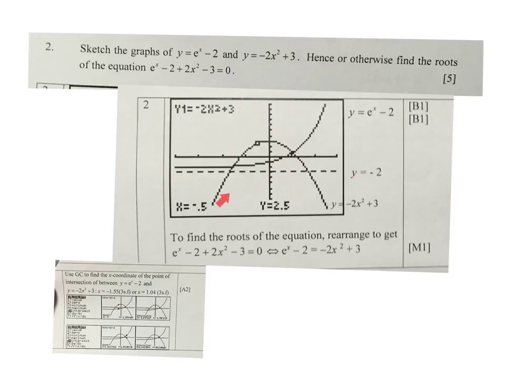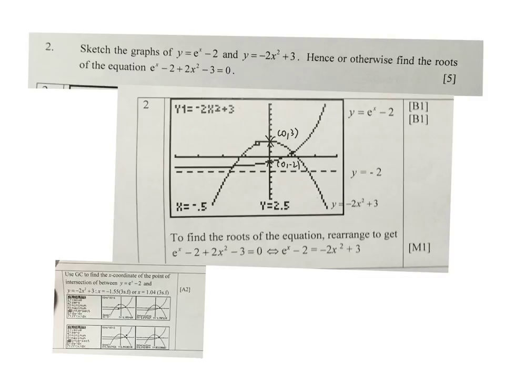Negative 2x squared plus 3 is over here as shown. The turning point is at 0, 3. And when y equals 0, this probably equals 0 and negative 2. So you put the intercepts wherever possible.